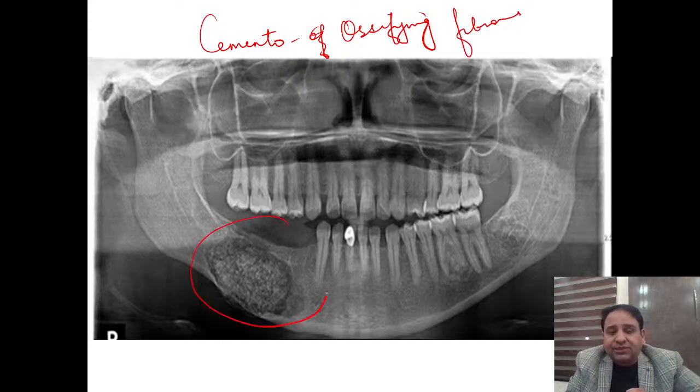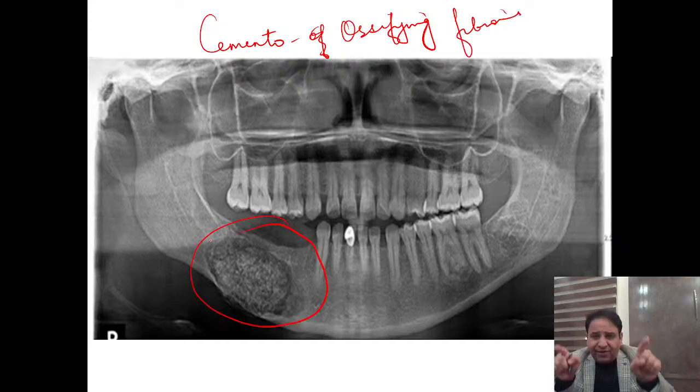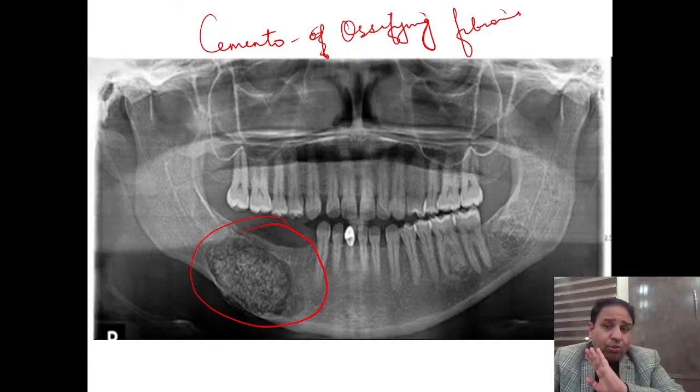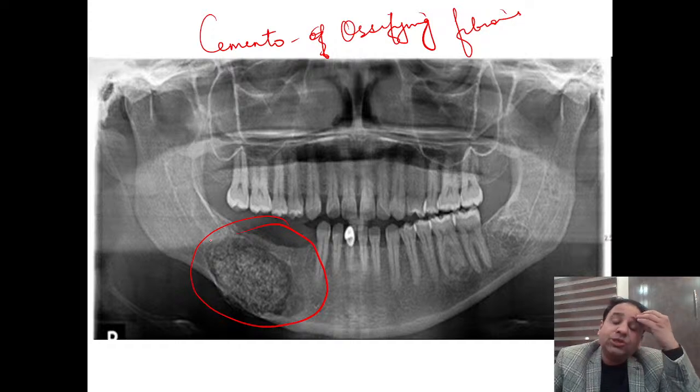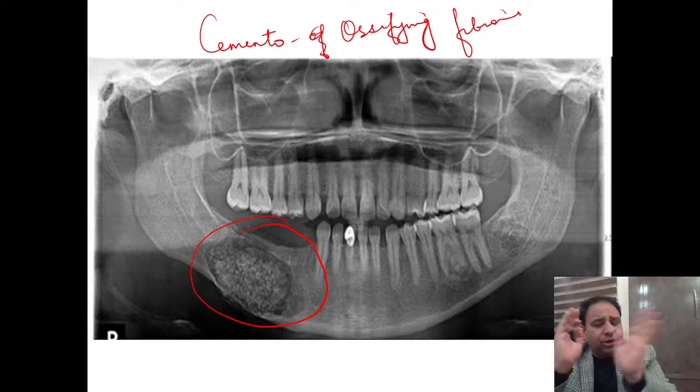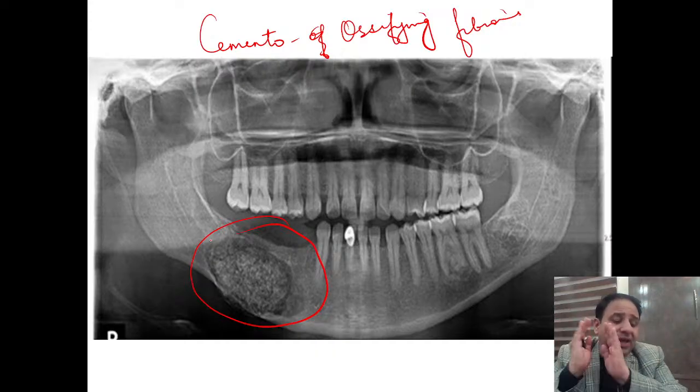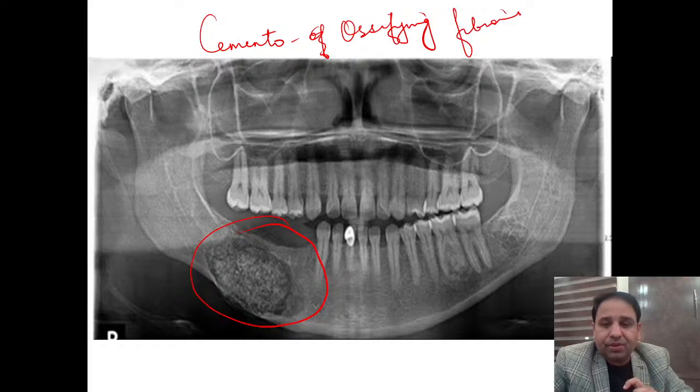This is cemento-ossifying fibroma, usually well-defined, dome-shaped and mixed, right? Usually seen in the mandible. So cemento-ossifying fibroma, all these mixed lesions, if you remember, I have told you that they start as unilocular radiolucencies. Slowly they become mixed. And the cemento-ossifying fibroma usually appears mixed only.